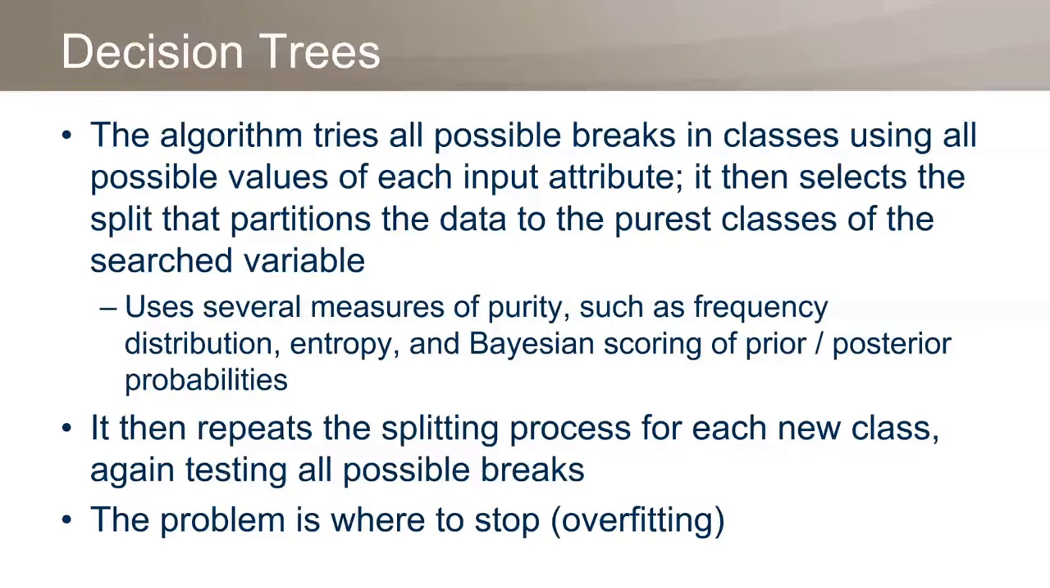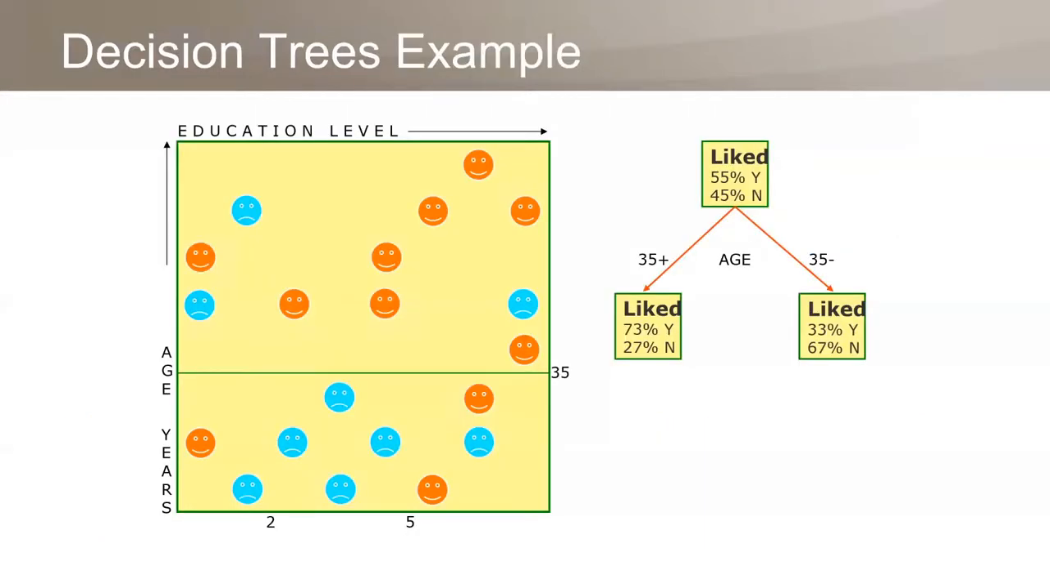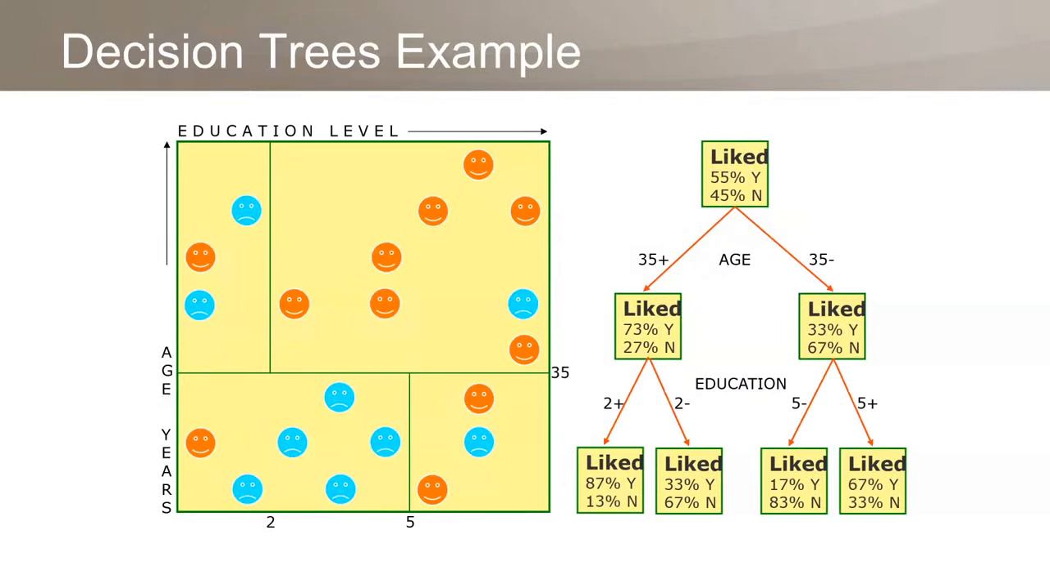So we have some customers that like some products. Initially, 55% of them like, 45% didn't like. The initial split was done at age 35, and then we continue splitting on education, and then we get some subclasses. Now, you see that the purity of the target variable, like or not like, rose with the next split, but not in every single case.